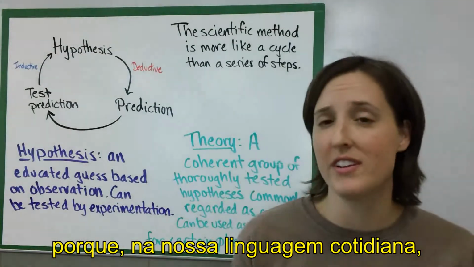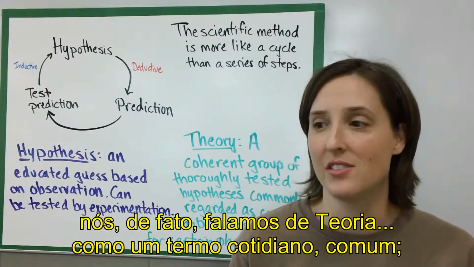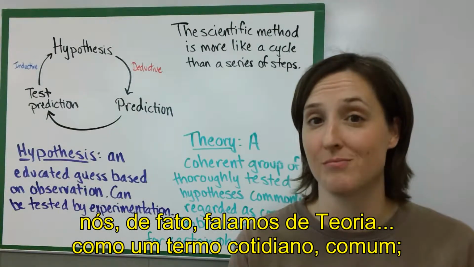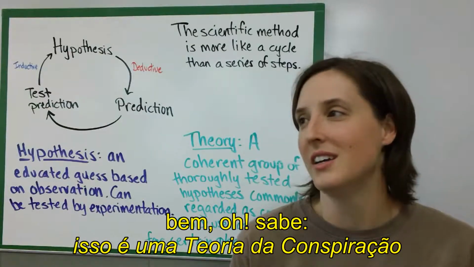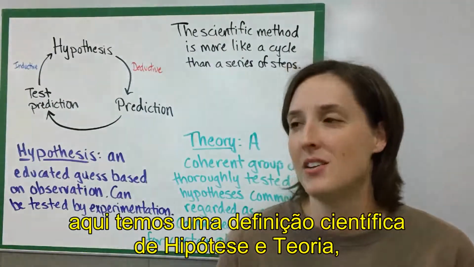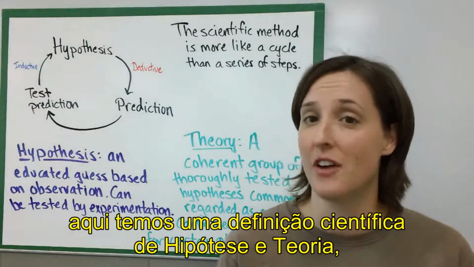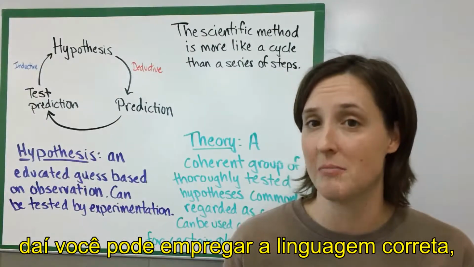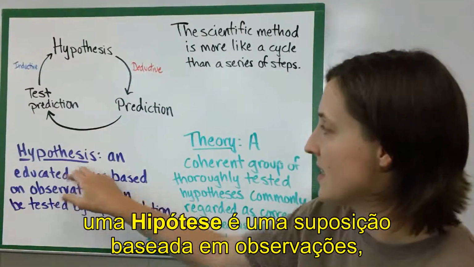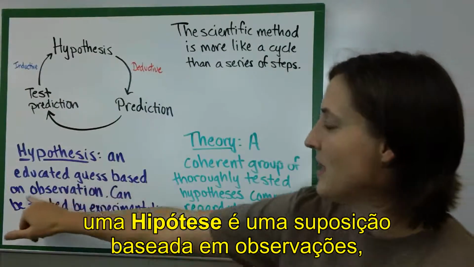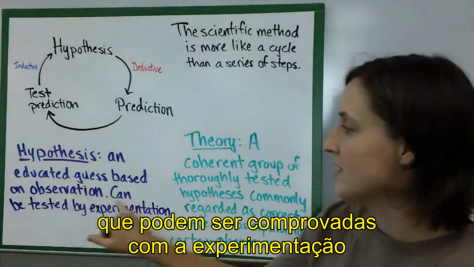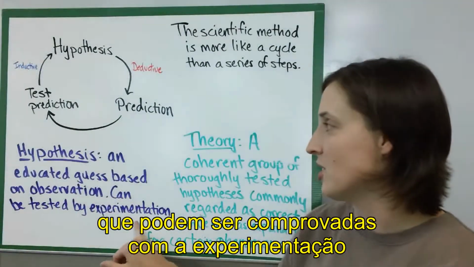A really important thing in science is being able to distinguish between a hypothesis and a theory. In our everyday language, we use theory as a regular everyday term, like, oh, that's a conspiracy theory. So here's a scientific definition of a hypothesis and a theory, so you can get them correct. A hypothesis is an educated guess based on observation. This can be tested by experimentation.